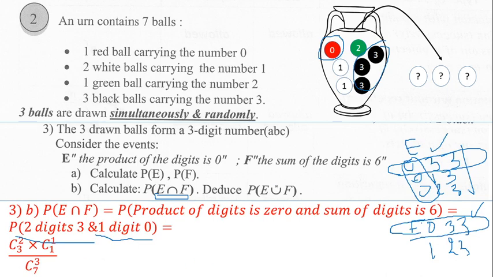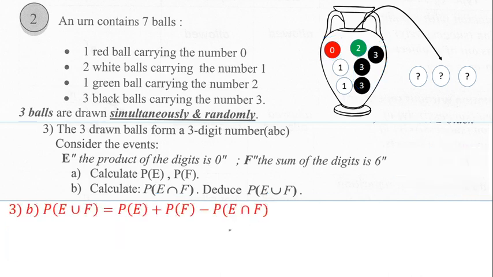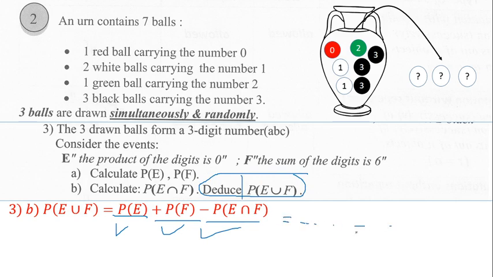Now, regarding the probability of E union F, it is a rule. The probability of E, we have it. The probability of F, we have it. The probability of E intersection F, and the answer is calculated. By the way, here you have a check: make sure that the answer is not more than 1. So this is regarding exercise number 2.